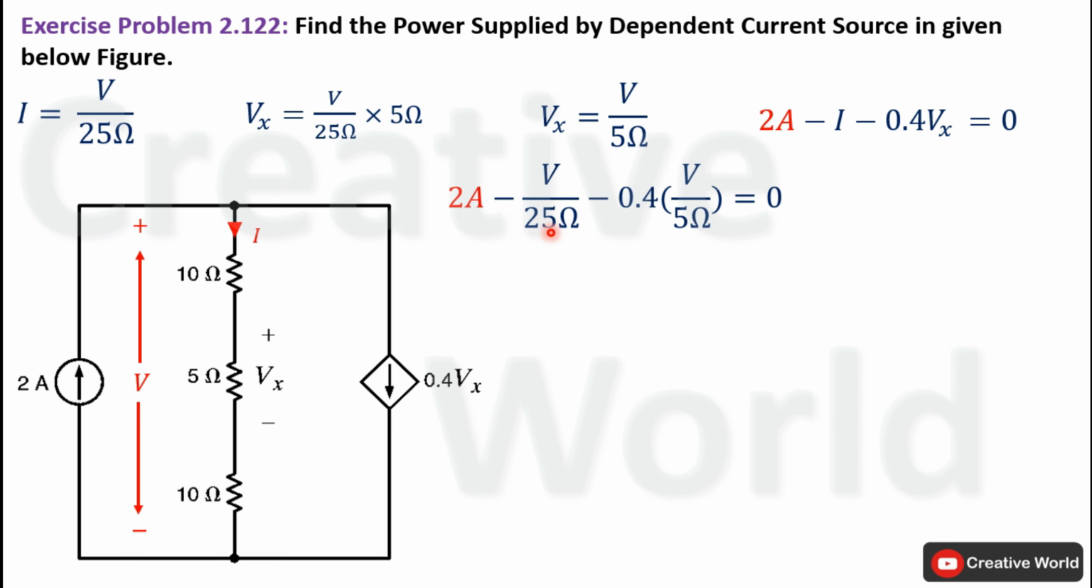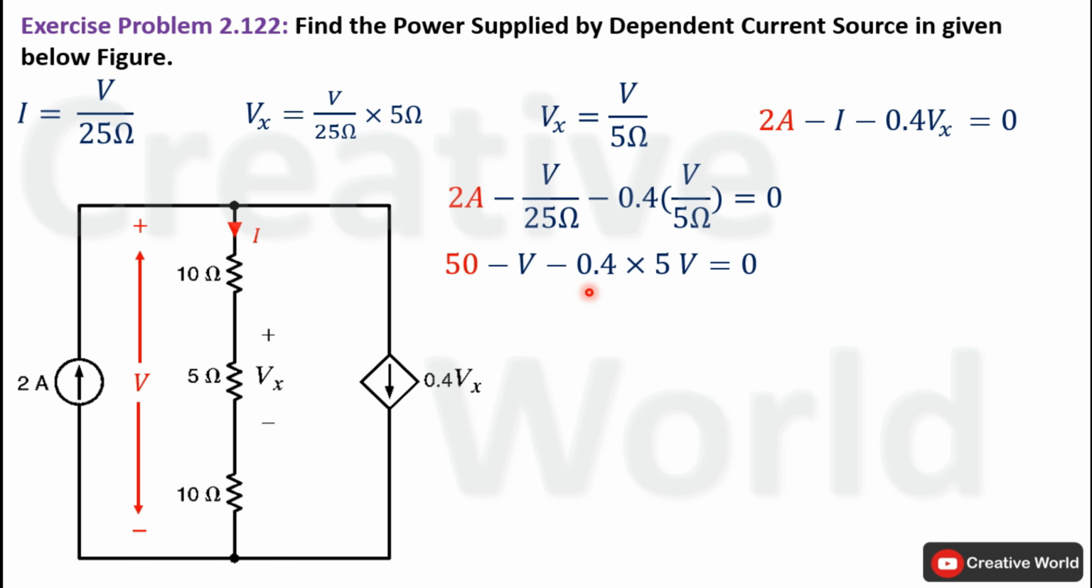Now in order to omit denominator values, we will multiply this equation with 25 on both sides. Product of 0 and 25 will become 0. On the other hand side, product of 2 and 25 will become 50. While this 25 will cancel out with the product of 25, only minus V will be left. Here the product of 25 will cancel out with 5 ohm in denominator, only 5 will be left and that 5 will multiply with 0.4 and V. So the equation will become 50 minus V minus 0.4 multiplied by 5V equal to 0.